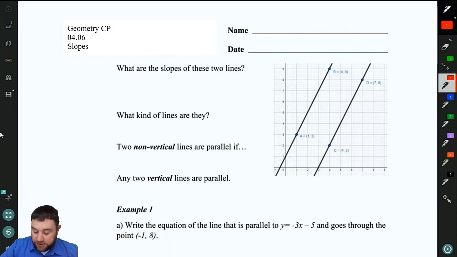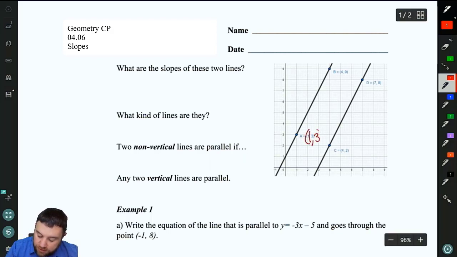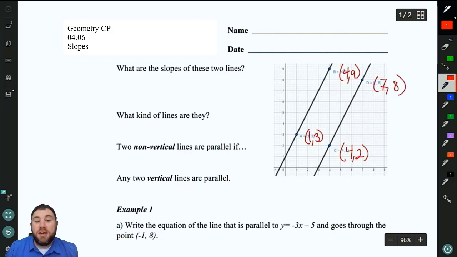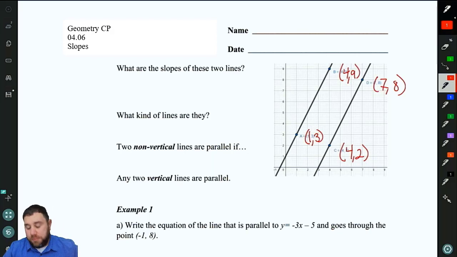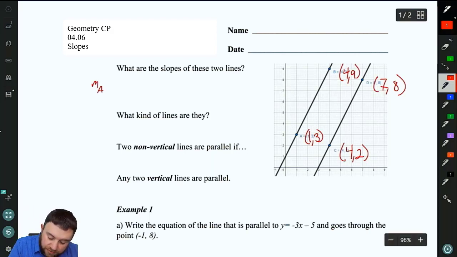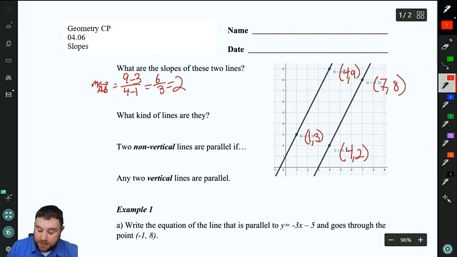So to start off with, we've got two lines here. We've got point A at (1, 3), B at (4, 9), C at (4, 2), and D at (7, 8). And we want to find the slopes of both of these lines. We're just going to plug it into the slope formula. So the slope of line AB is going to be (9 minus 3) over (4 minus 1). So that would be 6 over 3, so the slope of that line is 2.